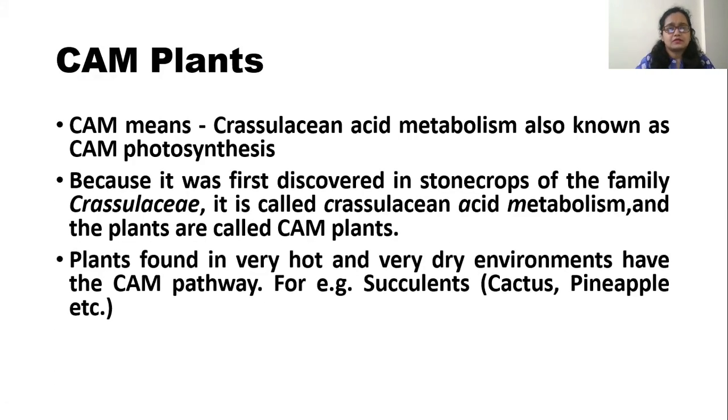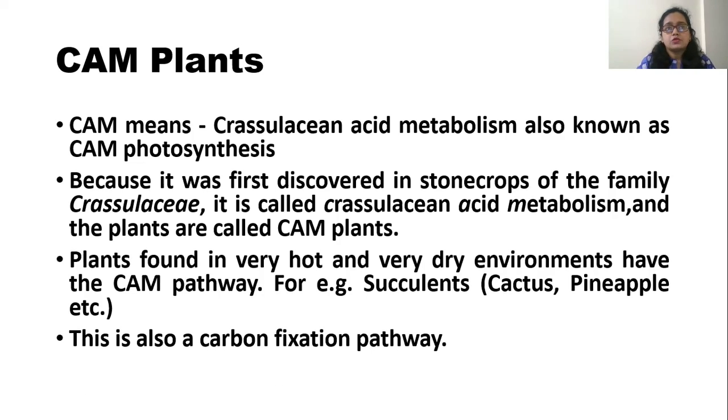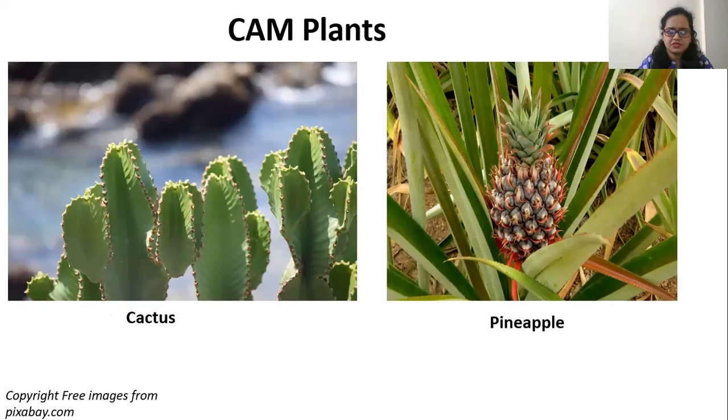Now, as I said earlier, these plants are found in very hot and very dry environments, so they have the CAM pathway. The plants that carry out this type of photosynthesis are mainly succulents, for example, cactus and pineapple. So this is also a carbon fixation pathway. As we have seen in the previous lecture, the C3 and C4 cycles are also carbon fixation pathways. In the same way, CAM plants, which are found in very hot and very dry climates, have developed a mechanism for carbon fixation, and we will discuss this pathway in detail. These are some pictures of succulents, for example, cactus and pineapple.